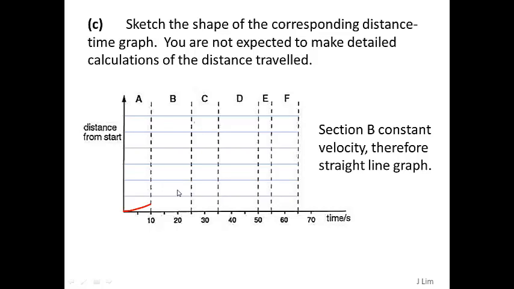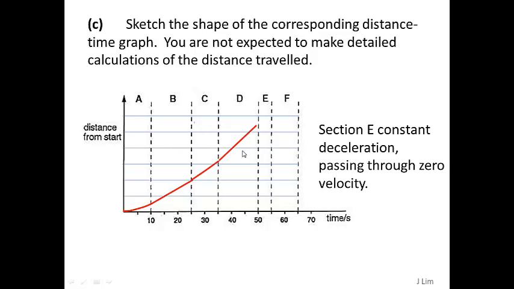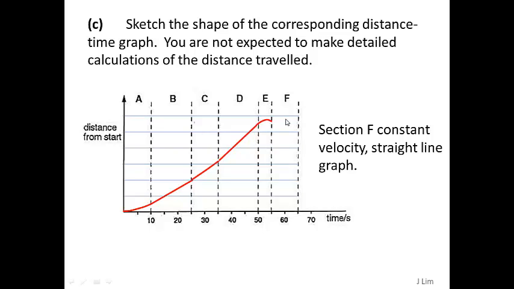Constant velocity is the gradient of the distance time graph. Constant velocity gives a straight line graph. Section C is a constant acceleration. So like A, there will be a slight curve upwards. Section D is a constant velocity, so it's a straight line graph again. Section E is a constant deceleration passing through 0 velocity. So 0 velocity, that is when the distance time graph is horizontal. Section F is a constant velocity, so it's a straight line graph again.